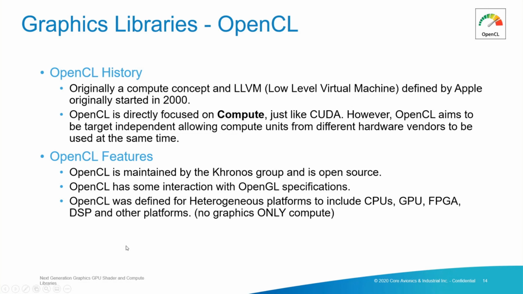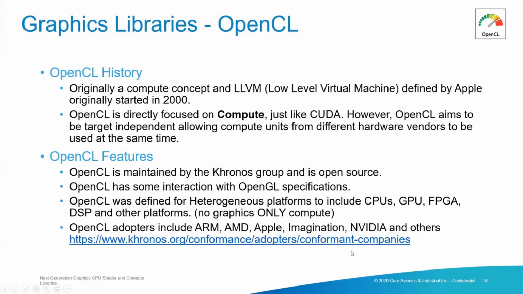OpenCL was defined for heterogeneous platforms. You can see there CPUs, GPUs, FPGAs, which is a special case because FPGAs you can't really change, but you can write pipelines to the FPGA memory to read and write data, because FPGAs are processing data in real time. And also, of course, DSPs and other platforms. There's no graphics, only compute. The adopters of OpenCL, we can see there, ARM, AMD, Apple, Imagination, NVIDIA. You can see a list of these at this link on Khronos.